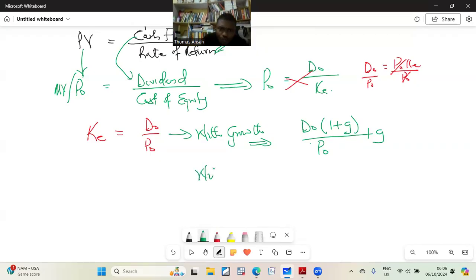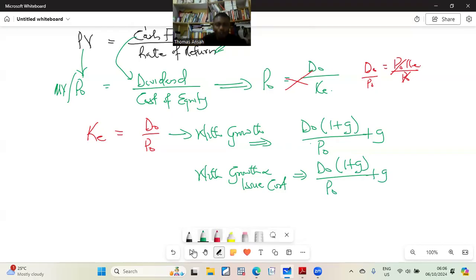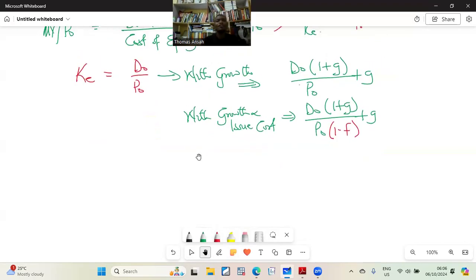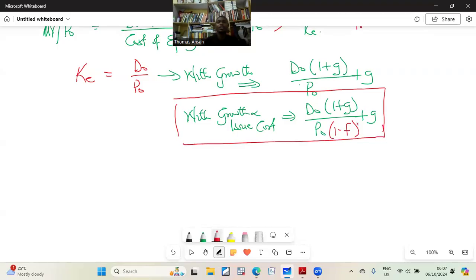Now, with growth and issue cost, maybe they issued ordinary shares, it cost them something, transaction cost. The formula, therefore, will become D0 (1 plus g) all over P0, plus g. Then because of the issue cost, we put here into bracket (1 minus F). So this is that. So the comprehensive formula of calculating cost of equity capital using the dividend valuation model is this. So when all things are present, this is how it is going to be.